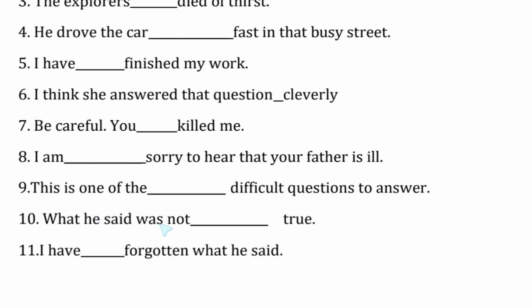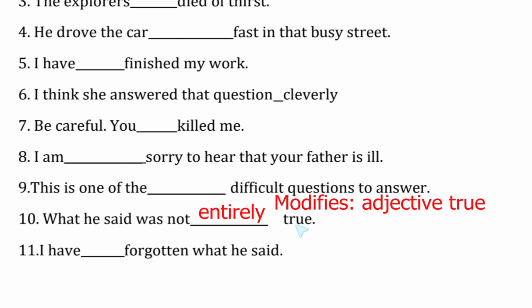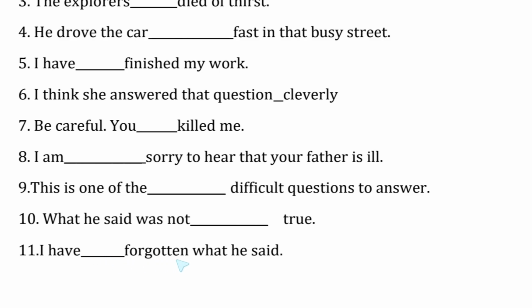Number 10, what he said was not entirely true. We can tell here that the word entirely is modifying the word true, which is an adjective. Number 11, I have just forgotten what he said. In this place the word just is modifying the word forgotten, which is a verb.